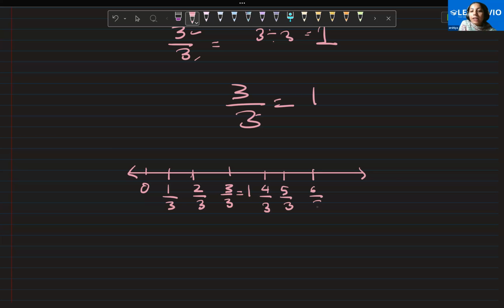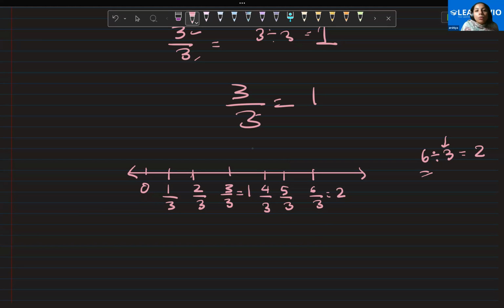Now, after 3 by 3, you will have 4 by 3, 5 by 3, then 6 by 3. Now, if you divide 6 by 3, what will you get? In how many times does 6 come in the table of 3? Yes, 2. So your answer will be 2. Remember, 3 upon 3 is 1. So 6 by 3 is 2.